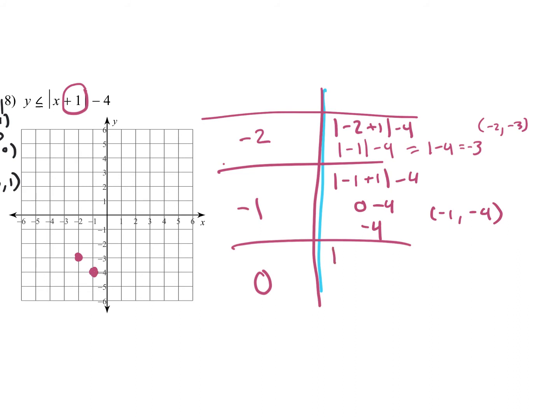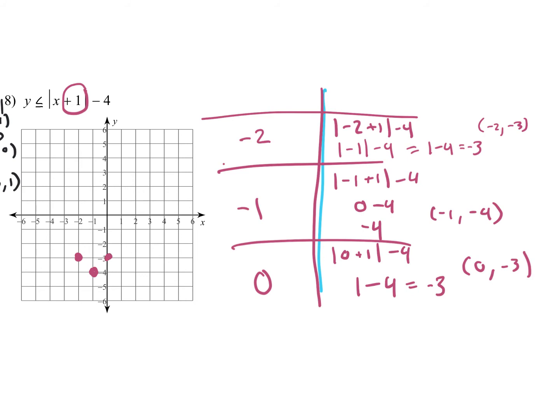Then I plug in 0. So I have the absolute value of 0 plus 1, minus 4. What's 0 plus 1? 1. And 1 minus 4? Negative 3. So I plugged in 0 and got negative 3. So stay on 0, go down to negative 3.